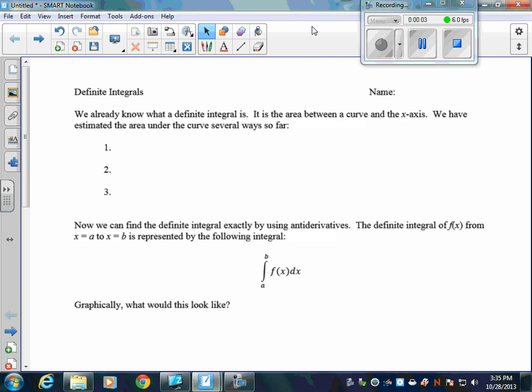Hello. Today we are talking about definite integrals. We've already studied definite integrals in class, and we know that that's the area between a curve and the x-axis. And we've estimated this area several ways. One way was we counted squares. We did this when we were given a grid and a curve, and we could estimate how many squares we had to estimate the area under the curve.